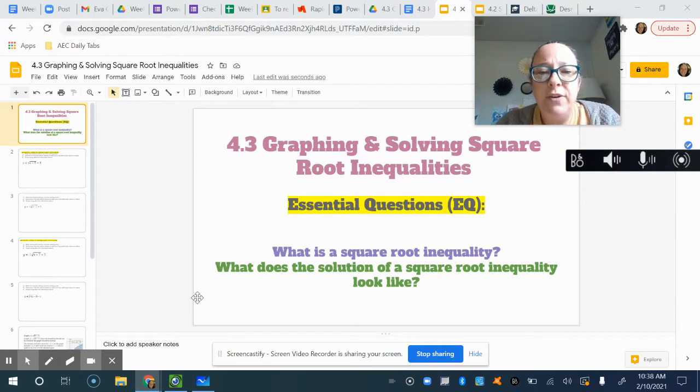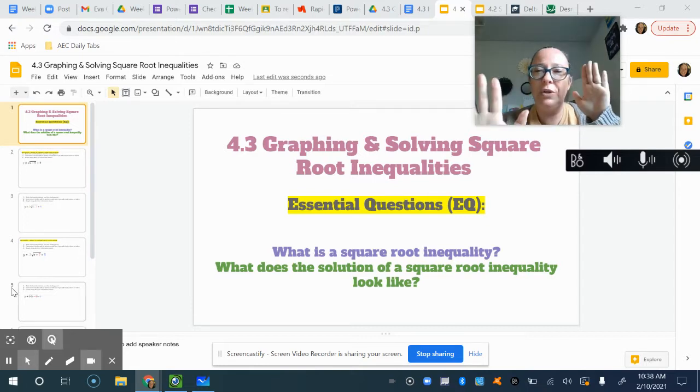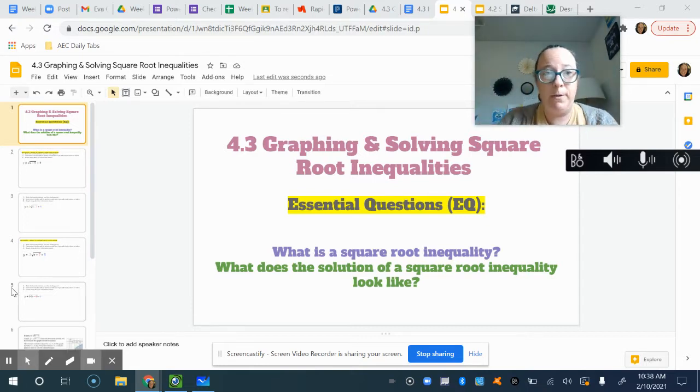So essential questions for today. What is a square root inequality? What does a solution of a square root inequality look like? So we really have two parts to this lesson, okay?